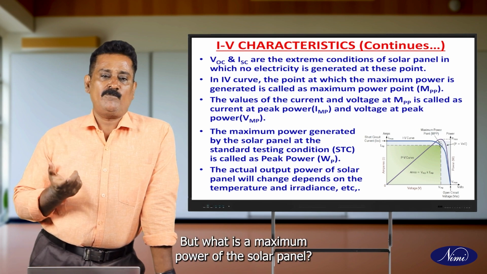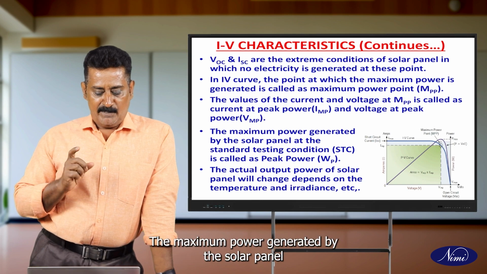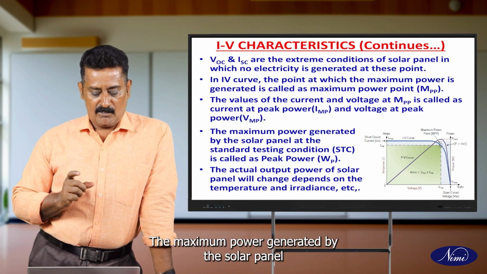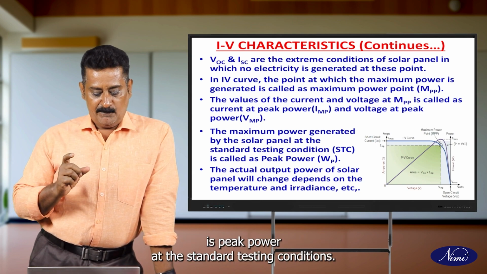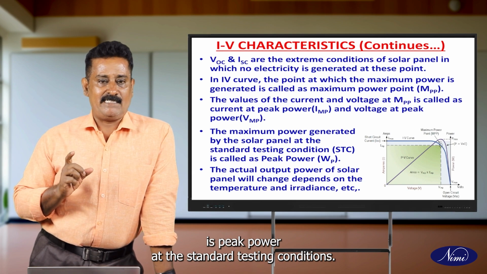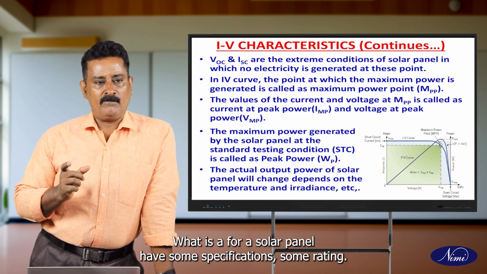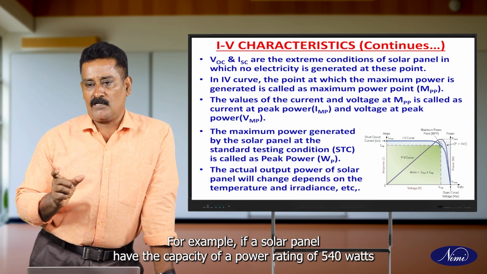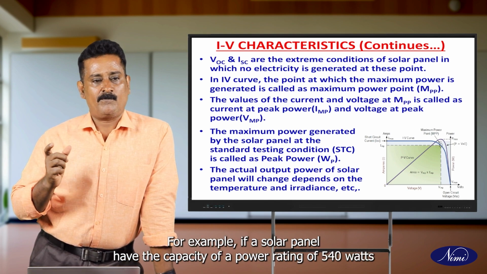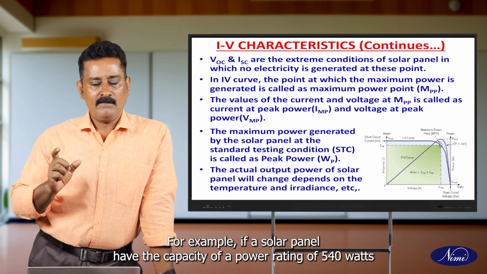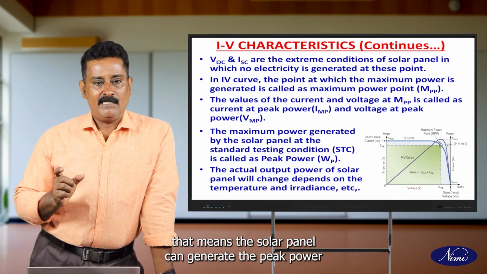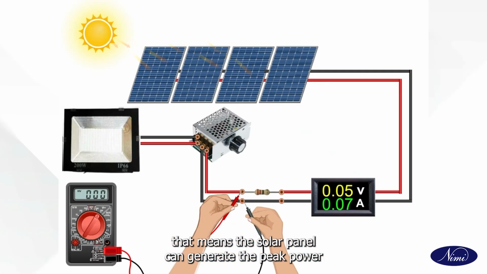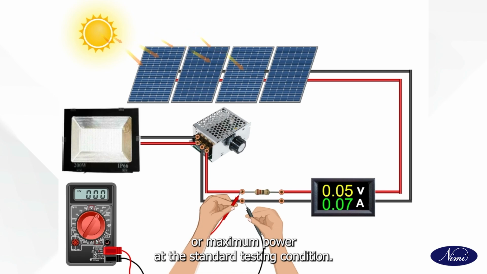But what is the maximum power of the solar panel? The maximum power generated by the solar panel is the peak power at the standard testing conditions. If a solar panel has a rating, for example a power rating of 540 watts, that means the solar panel can generate the peak power or maximum power at the standard testing condition.